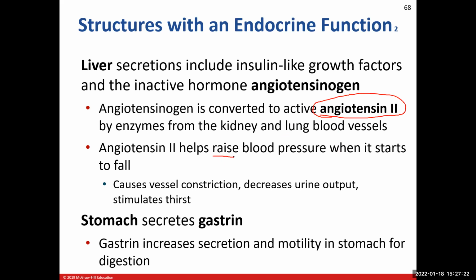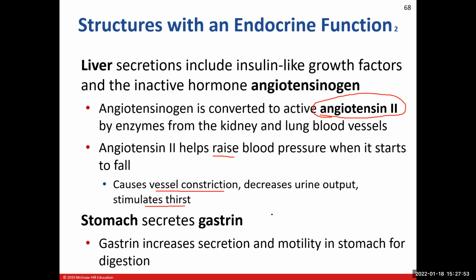If you've been stabbed or whatever, you're losing blood, right? And your blood pressure starts to fall, angiotensin 2 levels will increase to help raise your blood pressure through vasoconstriction, and at the same time, it will then decrease the amount of urine that you are producing to help increase your blood volume. And at the same time, it'll make you thirsty.